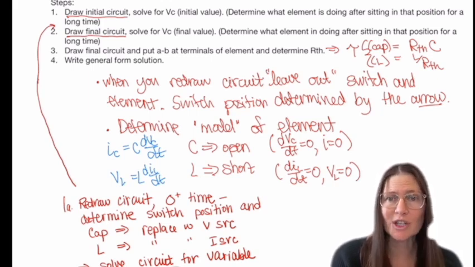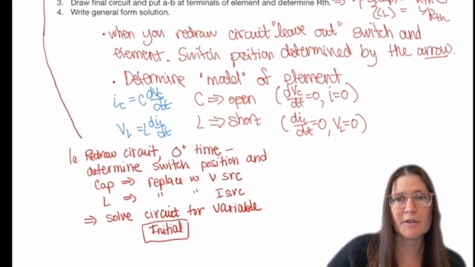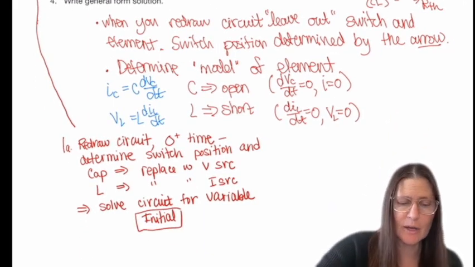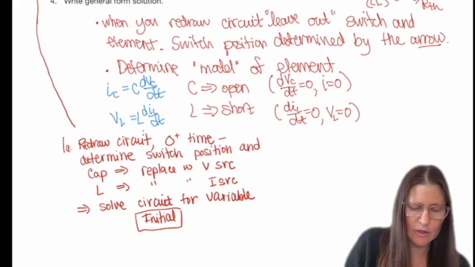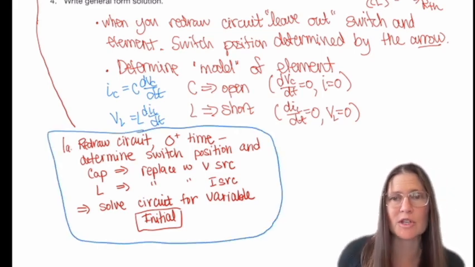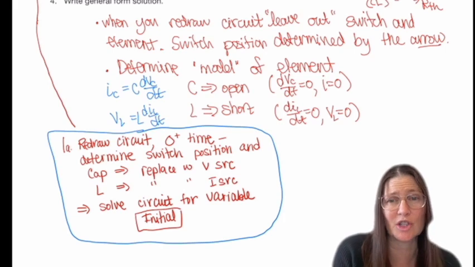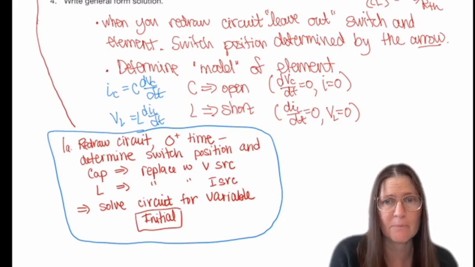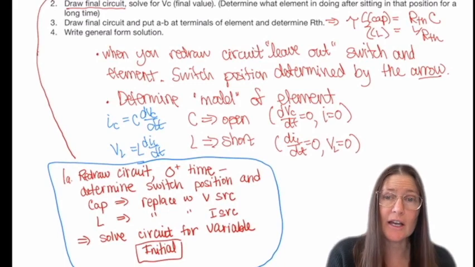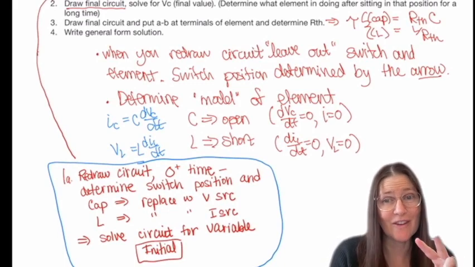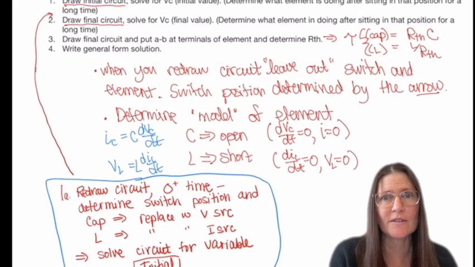And then solve that circuit. In this case, the circuit's going to be the final one, so you can solve it for whatever variable you're looking for, the voltage for capacitors, or current for inductors, or any other element that you want. The only other trick for this is an additional step: if it is not the voltage or the current and it's some variable in the circuit, you're going to have to take one little extra step. After that, you're going to draw the circuit again, leave out the switch, leave out the element, and in this case, you're going to try and find tau.